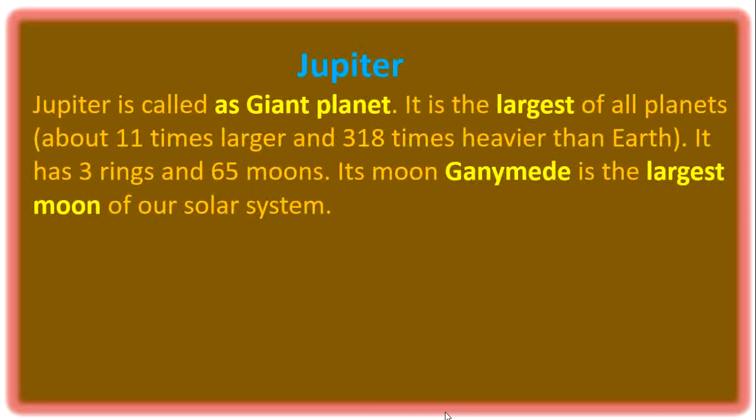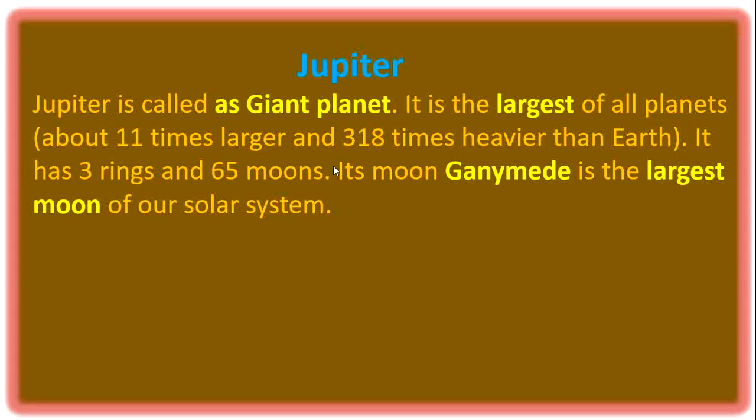Jupiter. Jupiter is called a giant planet. It is the largest of all planets, about 11 times larger and 318 times heavier than Earth. It has 3 rings and 65 moons. Its moon Ganymede is the largest moon of our solar system. Jupiter is the 5th planet from the Sun and the largest in the solar system.